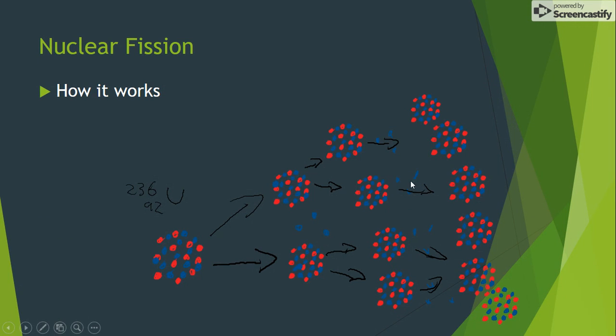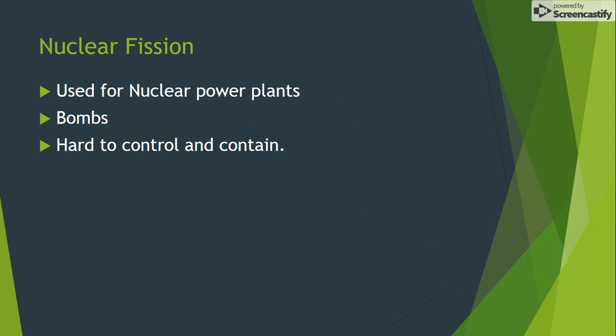And then this causes a chain reaction that just keeps going on, and every time they split, it creates more energy. Nuclear fission is used for power plants and bombs, and it's hard to control and contain, but it is controlled and contained.